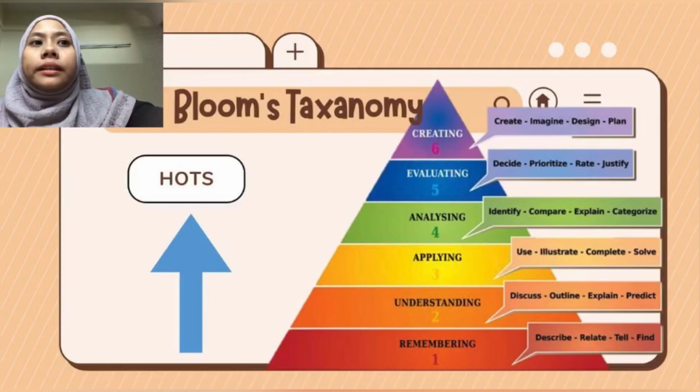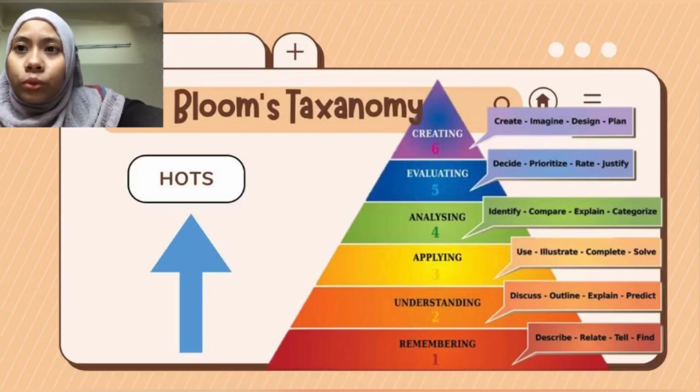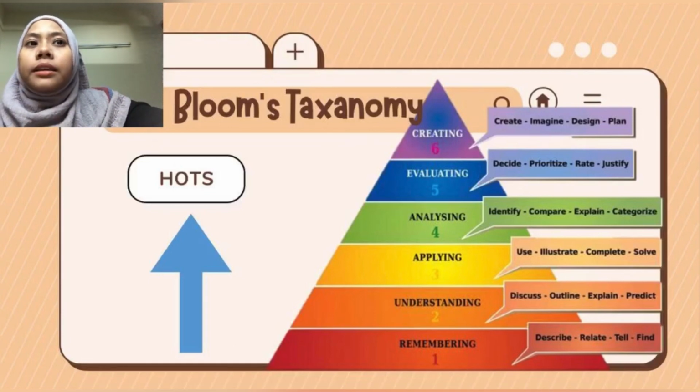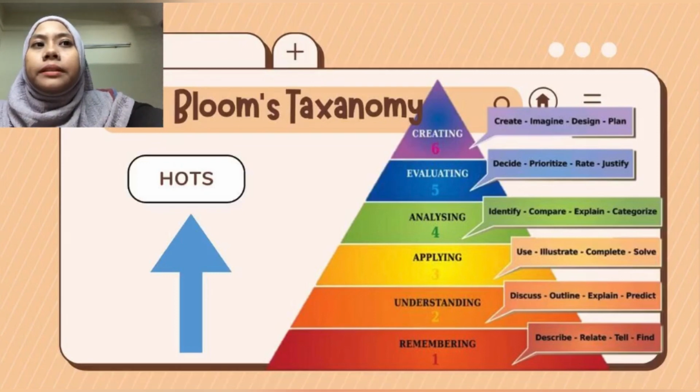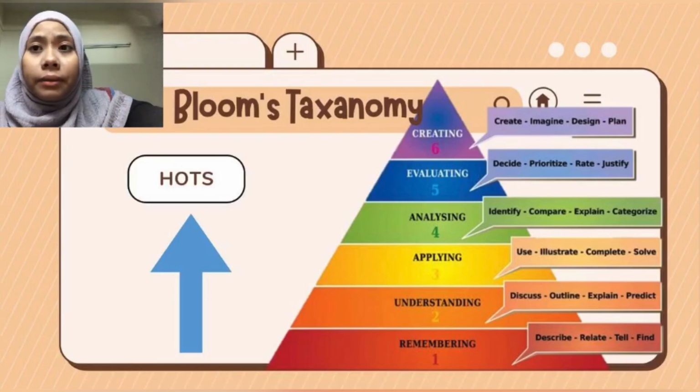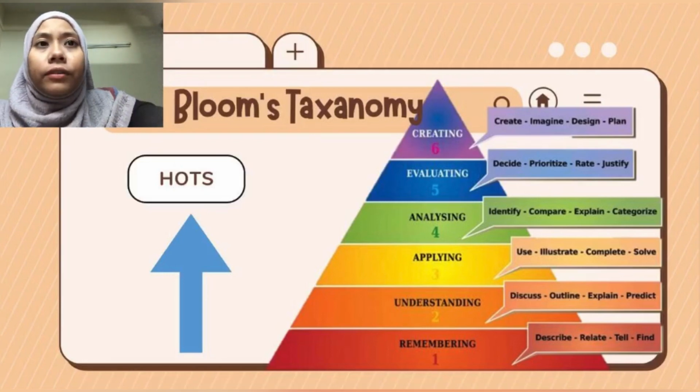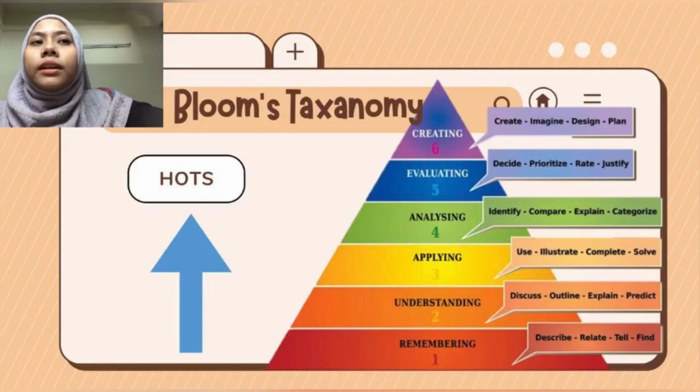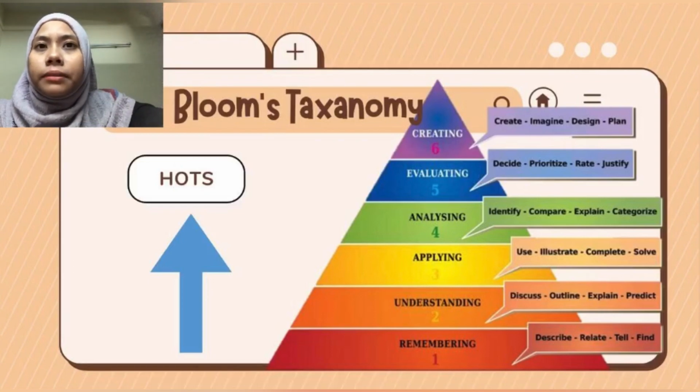The next one is the second level. We go above, which is to understand. For example, we use to discuss, to explain, and to predict. And example activities at the understanding level are to organize the animal kingdom based on a given framework, illustrate the difference between a rectangle and a square, or summarize the plot of a simple story.